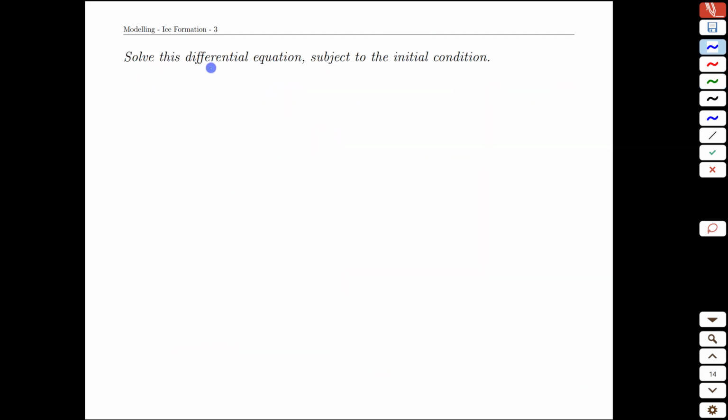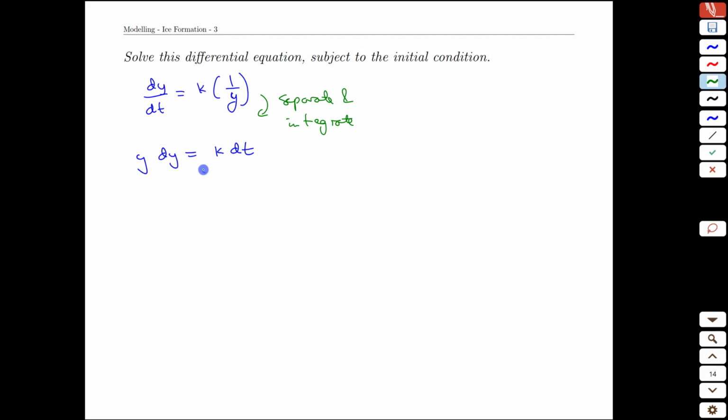Our next step is then to solve this differential equation subject to the initial condition. Our process for that is to separate and then integrate. So we're going to bring the y up, and we'll have k dt, and that's the separating part, and then we'll integrate. On this side we see y's with no t's, on this side we see t's and no y's.